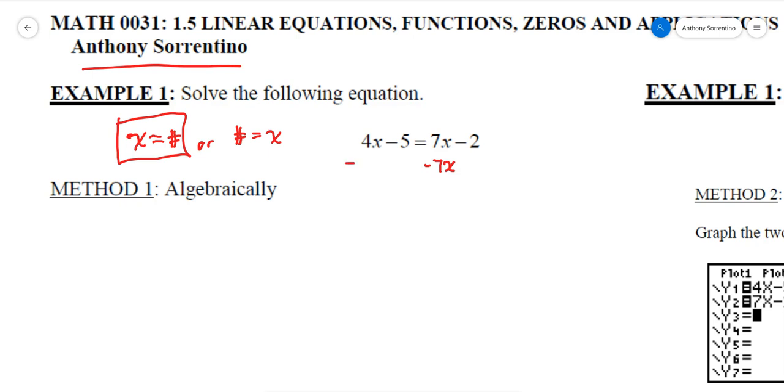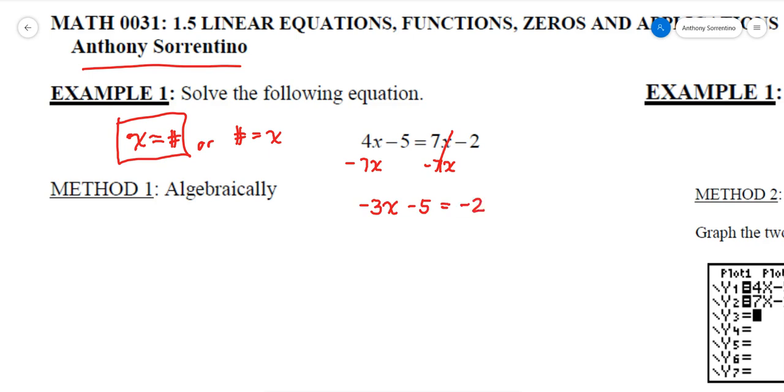The thing you have to remember is if I'm trying to move a number that's attached to the x through multiplication or division away from the x, I multiply or divide just that number. If I'm trying to move the entire term, I have to add or subtract it. Since 7x was positive, I'm going to subtract it from both sides. That would cause this to cancel. 4x minus 7x is a negative 3x. The minus 5 stays. The minus 2 stays.